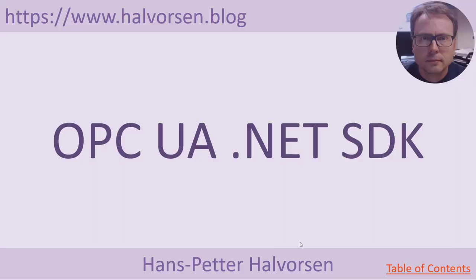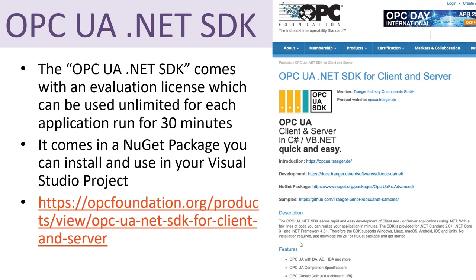So then let's see how we can get started with this OPC UA .NET SDK in combination with Visual Studio and C Sharp. First, you need to download this package. This OPC UA .NET SDK comes in the form of a NuGet package, so you can basically install it from your Visual Studio editor. But also, it's a good idea to go to the web page of the vendor.